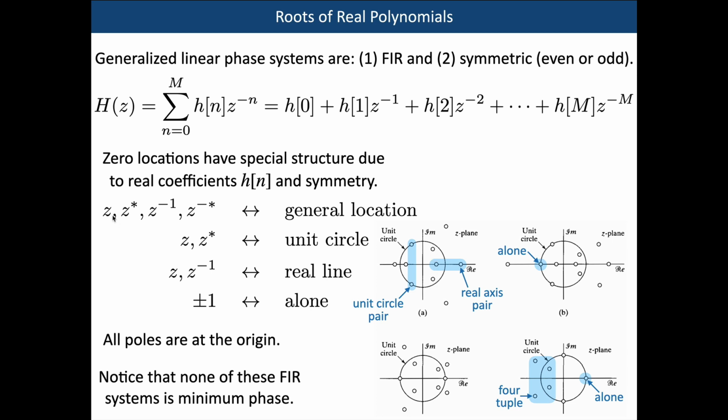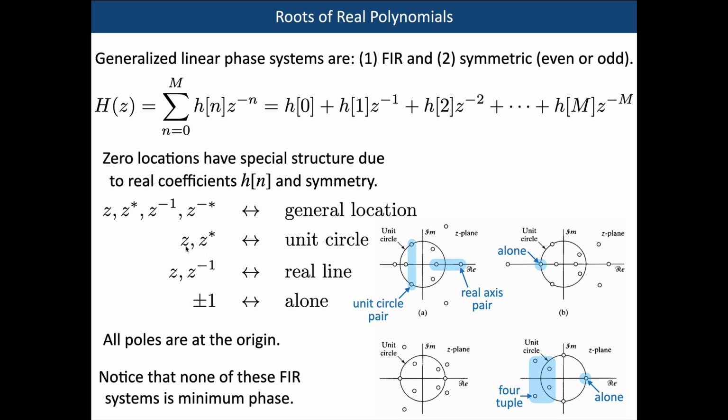And z inverse conjugate is on the same ray as z, but it appears outside the unit circle if z appears inside the unit circle. The same is true for z inverse being the reciprocal conjugate of z conjugate. So for a filter with real coefficients and the symmetry structures we've talked about, the roots will pair up in foursomes if they're in a general location, or if those roots happen to be on the unit circle, then they will pair up in pairs.